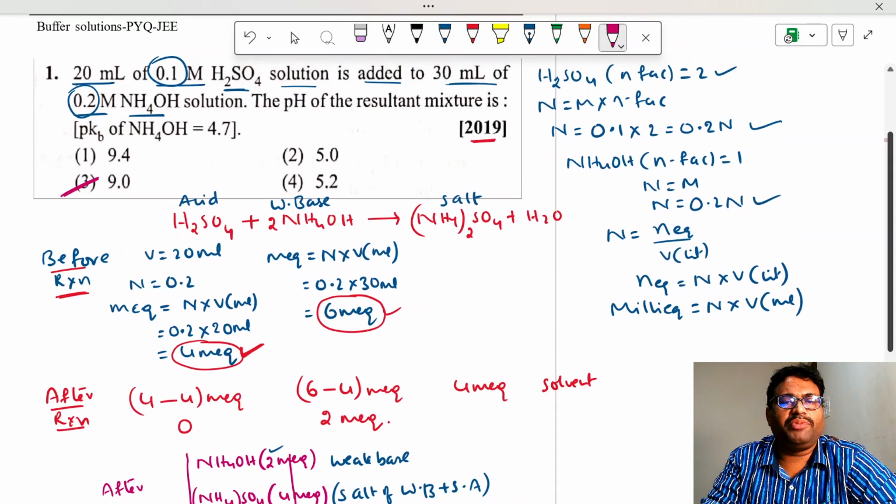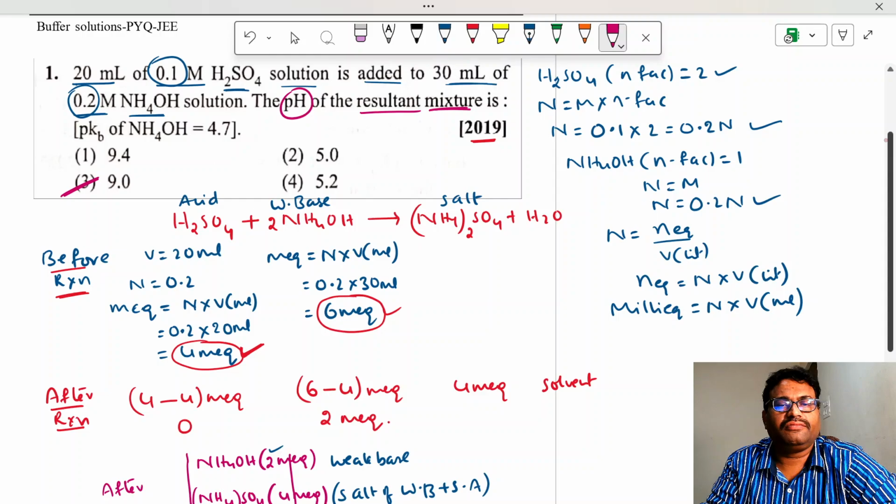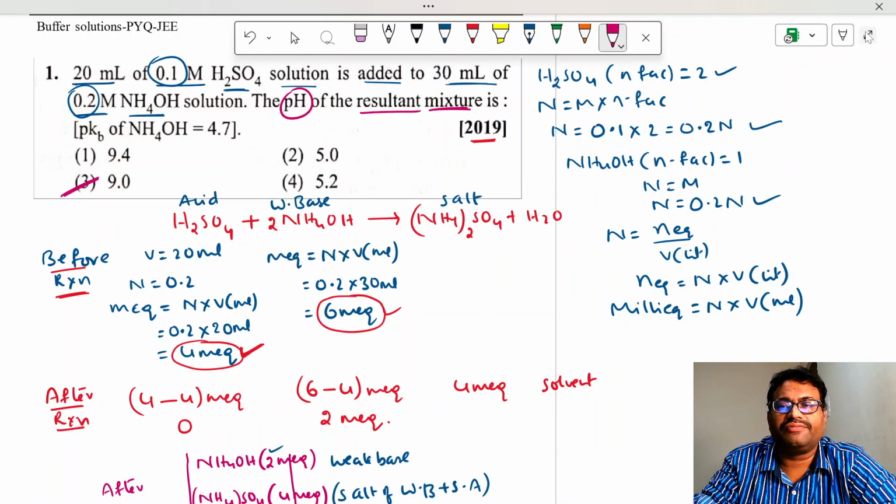What is asked? The pH of the resultant mixture. So this type of question is frequently asked. We need to concentrate and consider the acid-base reaction happening, before the reaction, after the reaction, and what is remaining in the solution. All those things are to be considered, right? Let us see the next question.